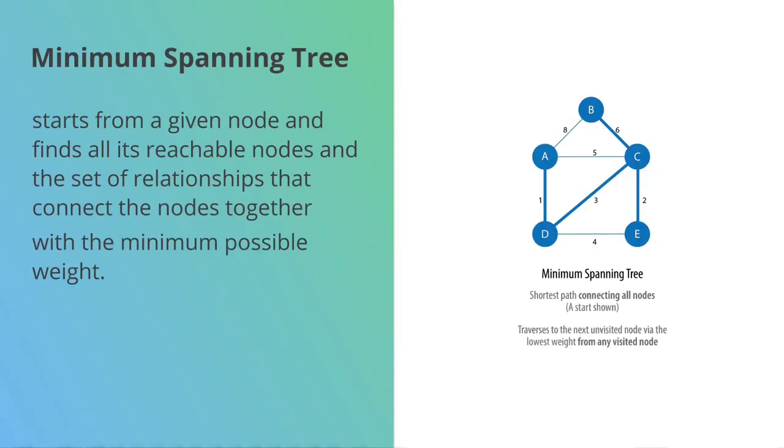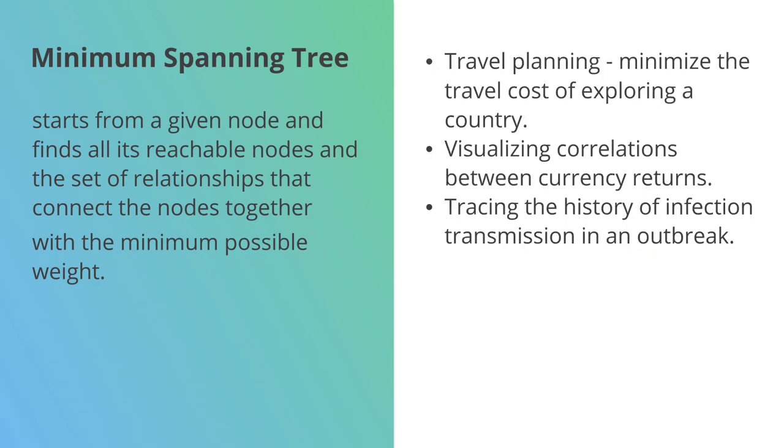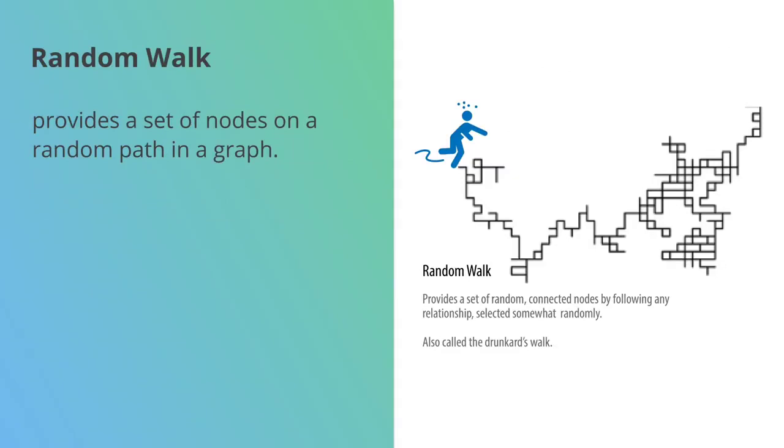Minimum spanning tree is the next one. This one starts from a given node. I want to go to all of its reachable nodes, so all the subgraph that I can reach, and find the set of relationships that connect those nodes together with the minimum possible weight. This one might be useful for travel planning. Imagine we're trying to figure out a way to go around the country in the shortest amount of distance. Or it's also been used to trace the history of infection transmission, and as you can see, they're visualizing correlations between currency returns as well.